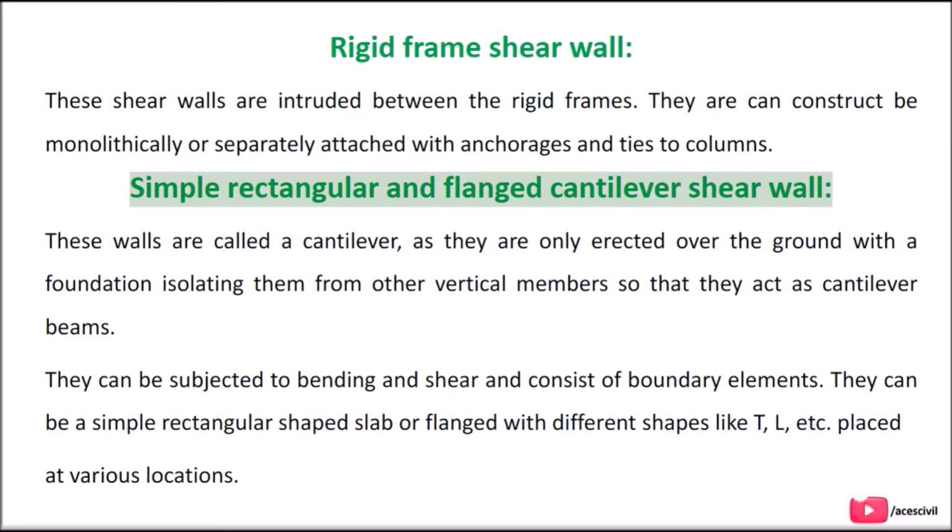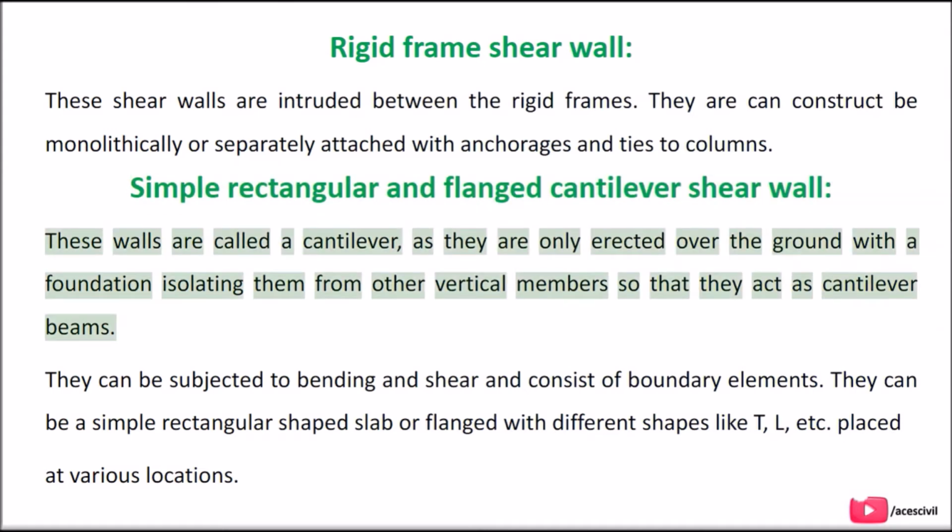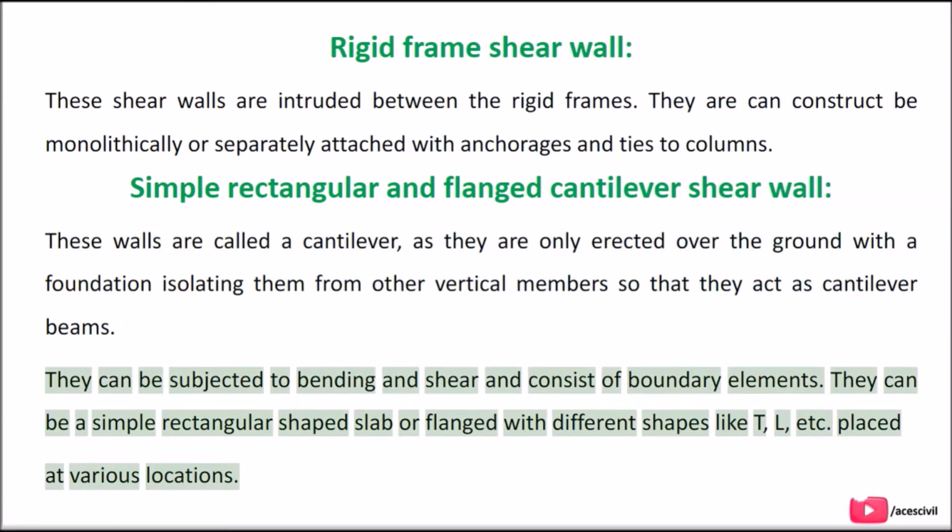Simple rectangular and flanged cantilever shear wall. These walls are called cantilever, as they are only erected over the ground with a foundation, isolating them from other vertical members so that they act as cantilever beams. They can be subjected to bending and shear and consist of boundary elements. They can be a simple rectangular shaped slab or flanged with different shapes like T, L, etc., placed at various locations.